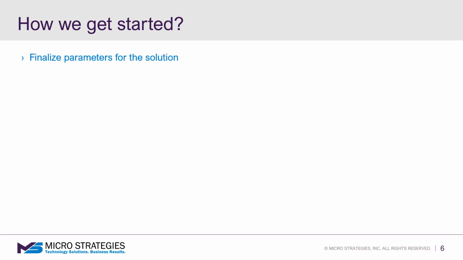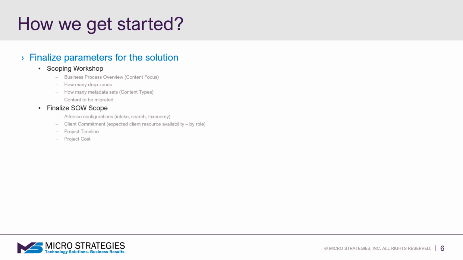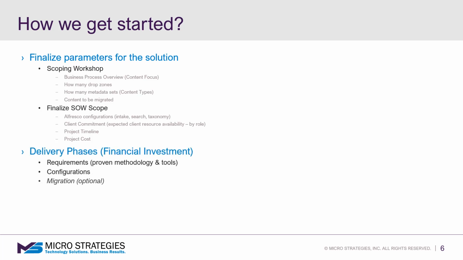Now, how do you get started? Well, first thing is a scoping workshop. We'll find out what your business processes are like. We'll get a handle on some of the metadata and any content that needs to be migrated. Then from there, we'll finalize an SOW, given the key things like timeline and cost, always important factors. Then from there, your financial investment will drive the delivery phases, everything you'd expect to see in a delivery situation, as well as the possibility of post-production support, if you like. We can provide that as well.